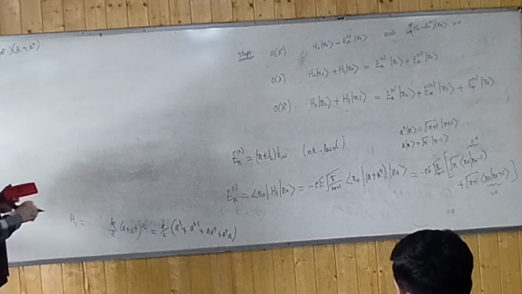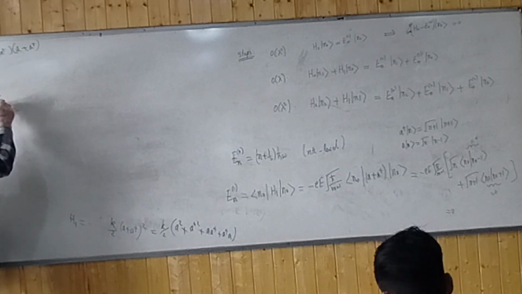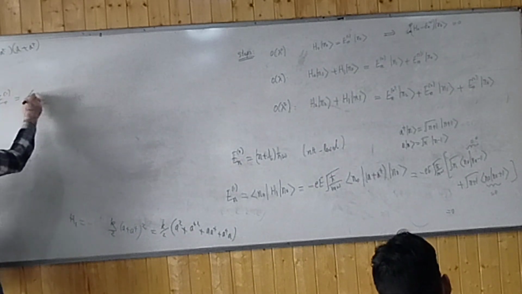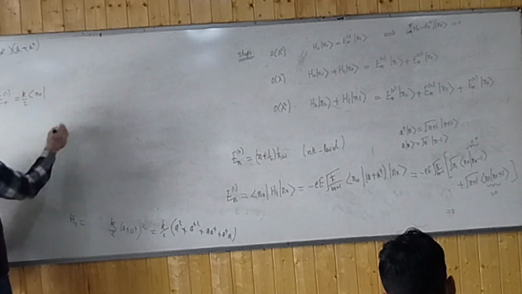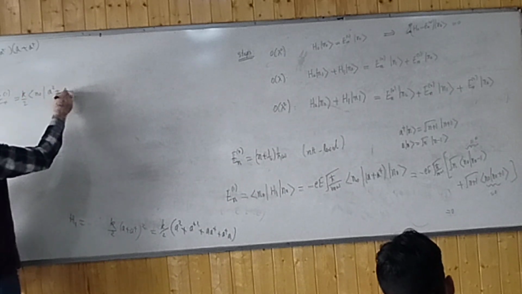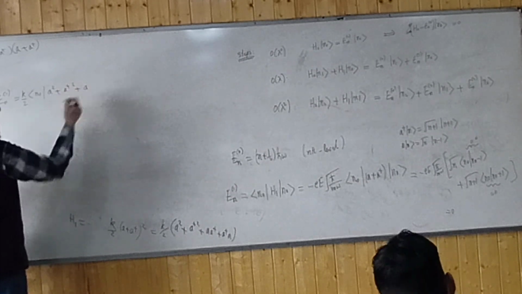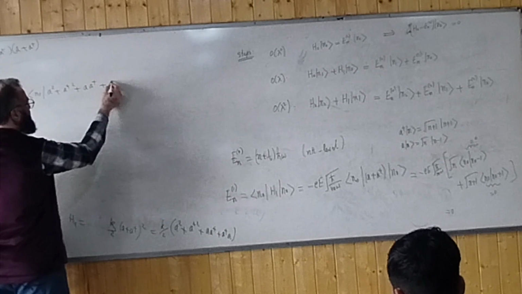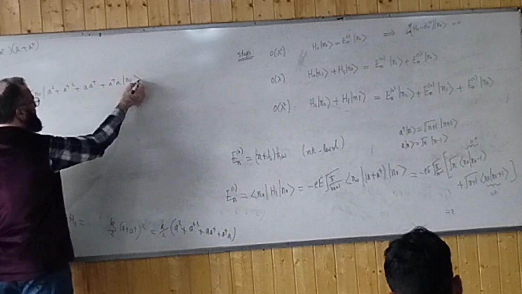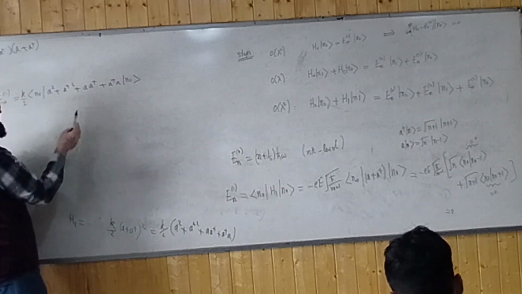Okay, so let's use the first order correction En1. So that's N0. So what is this thing? It is k by 2 that will come out. Then you are having this a square plus a dagger square plus a dagger a acting on N. So to simplify this equation, okay.